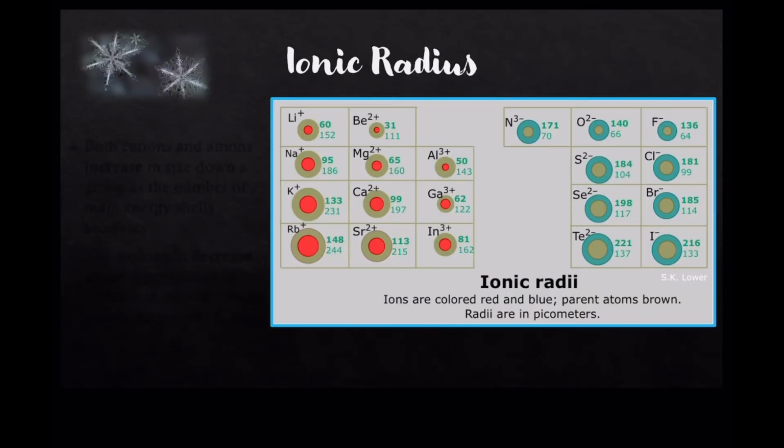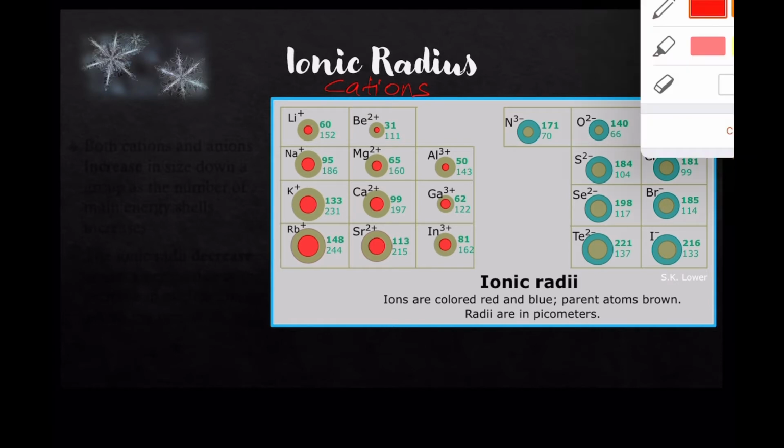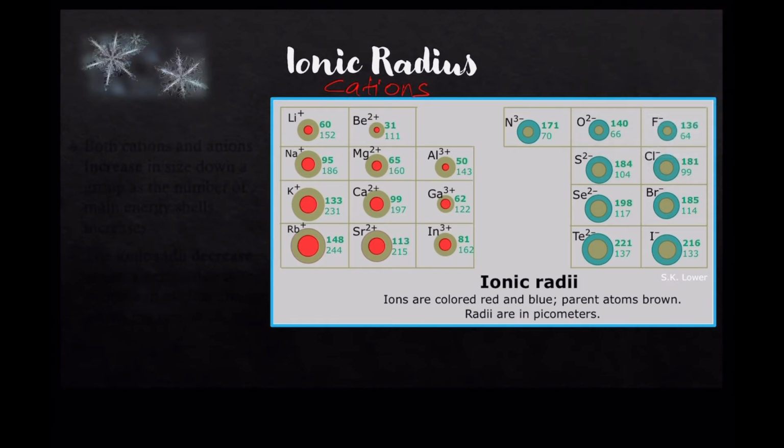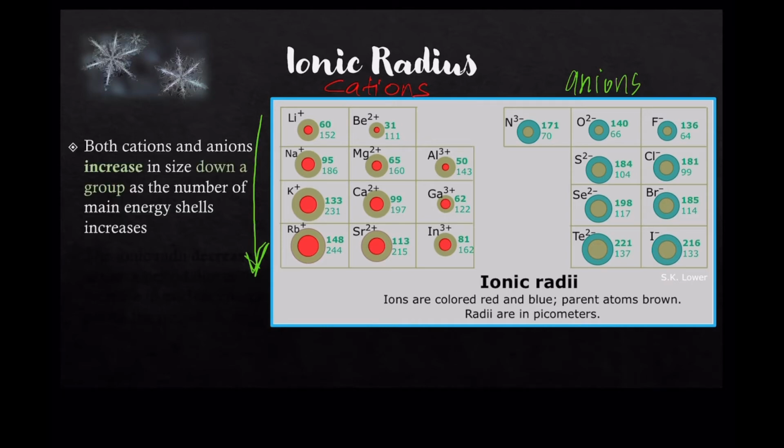So here we have another picture showing us the cations on the left and the anions on the right. Notice what happens to each group as we move down. Hopefully you can see the size of the radius increases. And the reason why that happens is because the number of energy levels is increasing, just like it increases with the atomic radius. The same thing is true for the ionic radius.